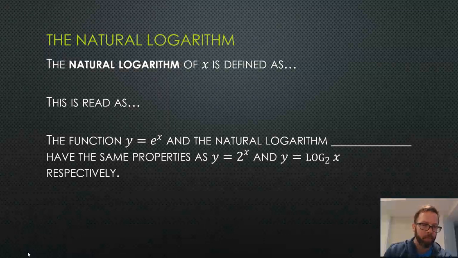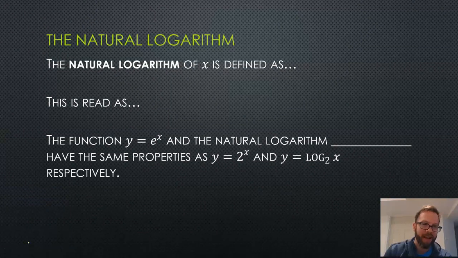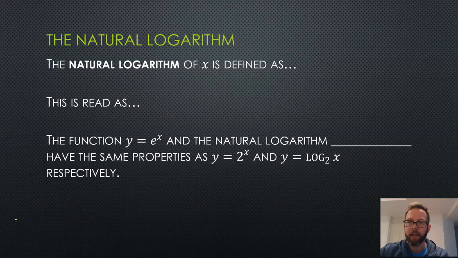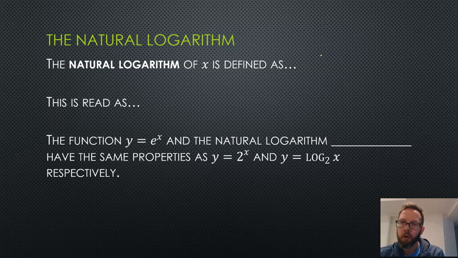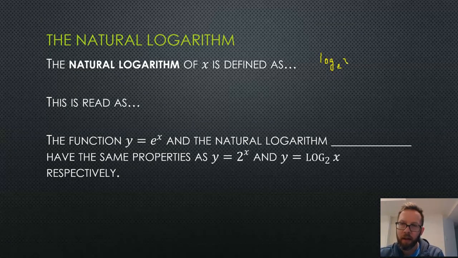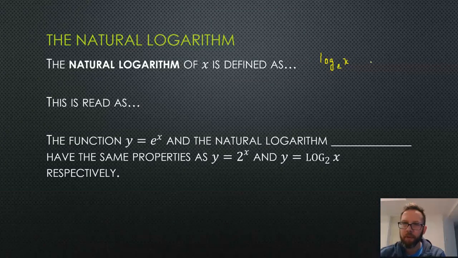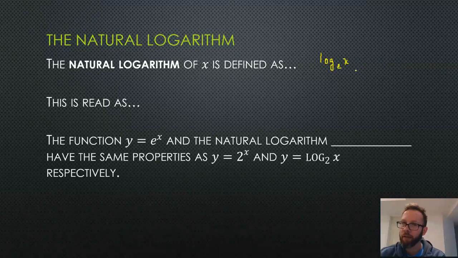Well, this is what we're talking about now. We call this the natural logarithm when the base is e. So we're talking log base e of x. We actually give this a special name. This e has a lot of special properties. We've seen a few, but one of them was that the derivative of e to the power of x is actually itself.